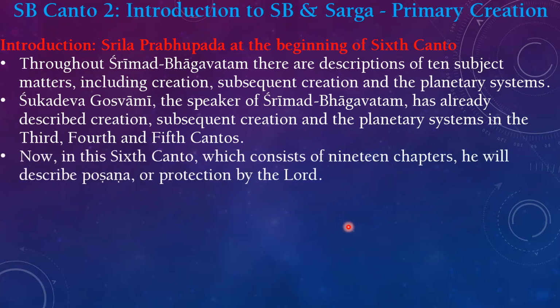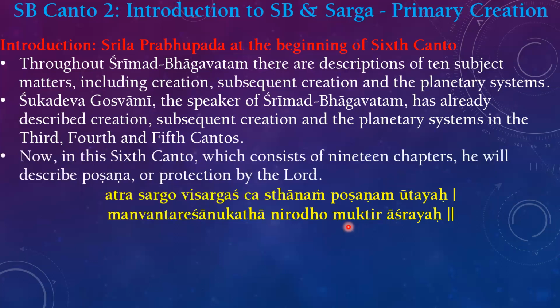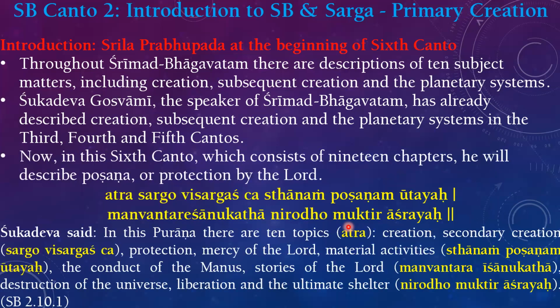Now, in the 6th canto, which consists of 19 chapters, Sukadeva Goswami will describe poshana, or protection by the Lord. At the end of the 2nd canto, in the last chapter, the 10th chapter, we will see this verse. Sukadeva Goswami says that in this Purana there are 10 topics known as creation, secondary creation, protection, mercy of the Lord, material activities, conduct of the Manus, stories of the Lord, destruction of the universe, liberation and ultimate shelter. So these are the 10 topics of Srimad Bhagavatam.